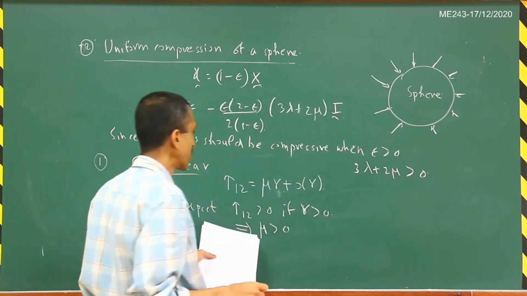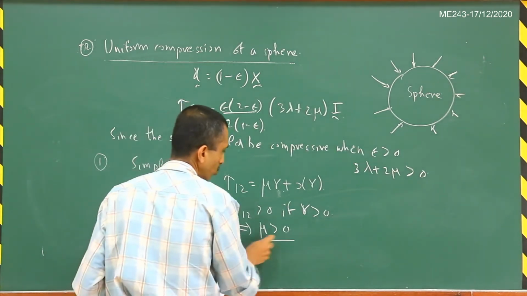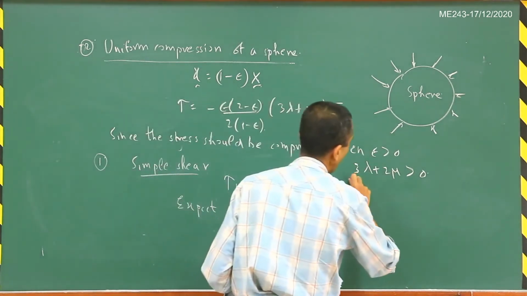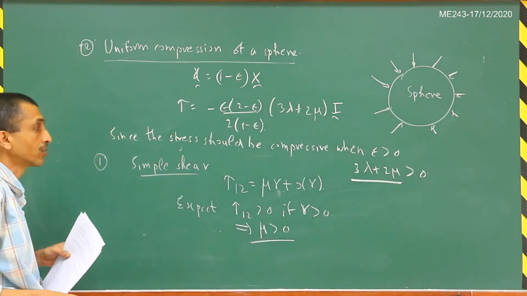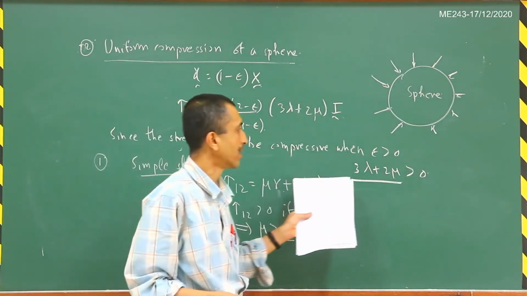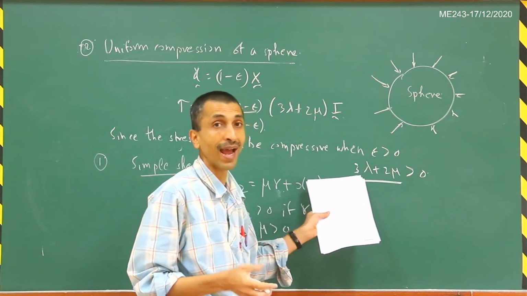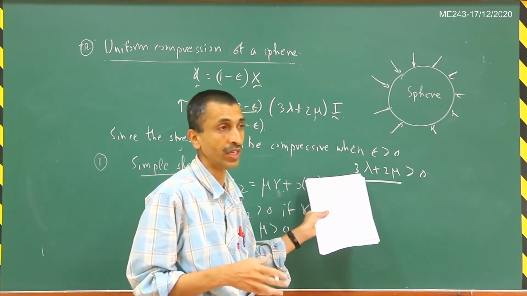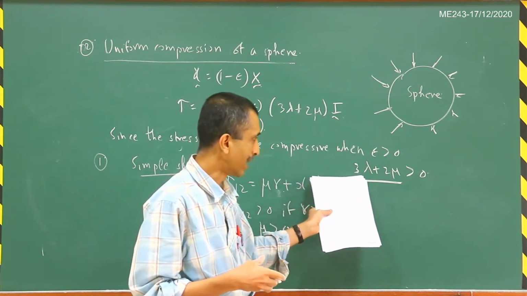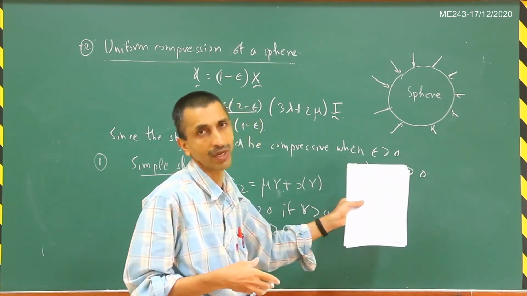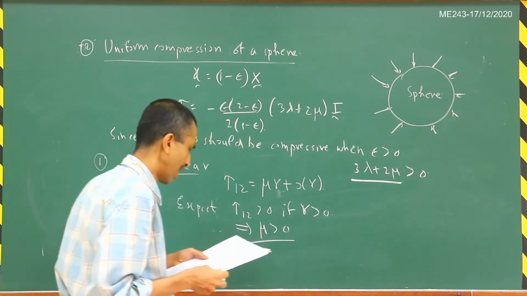Okay. So the first bound was that mu should be greater than 0. The second bound is that 3 lambda plus 2 mu should be greater than 0. Okay. So actually, what that implies is that lambda can be negative also. So individually, if you look at the Lamé constants, then lambda can be negative, but 3 lambda plus 2 mu should be greater than 0. Right. So that is the idea here.